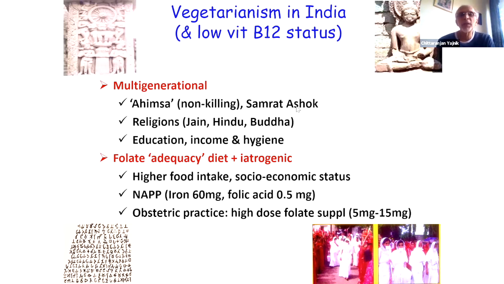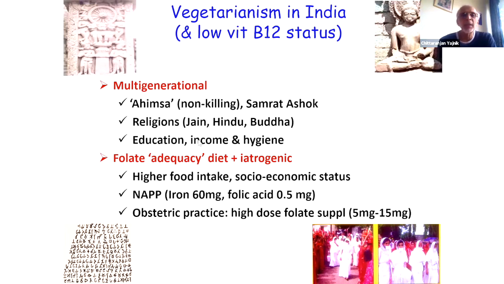And it started with Samrat Ashok, who became Buddha's disciple after the Kalinga War. The Buddha taught him about ahimsa, so not killing only the human beings, but also not killing the animals for food. These three religions, especially Jains and Hindus, believe in vegetarianism. So there is a religious and cultural drive towards vegetarianism.